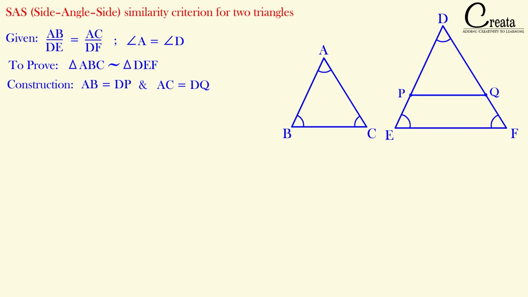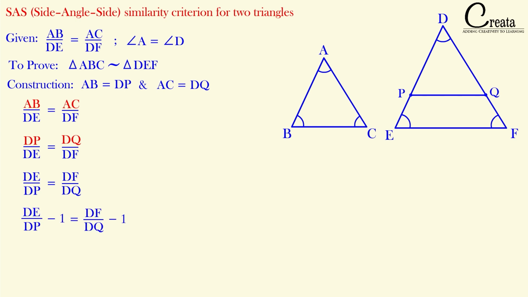So let's take the given part, that is AB upon DE is equal to AC upon DF. Let's replace AB with DP and AC with DQ, the same sides we have taken as equal. We got DP upon DE is equal to DQ upon DF. Let's inverse this equation, the same thing we have done in all the previous theorems. We got DE upon DP is equal to DF upon DQ. The next step is to subtract 1 from left hand side and right hand side. We got DE minus DP upon DP is equal to DF minus DQ upon DQ.